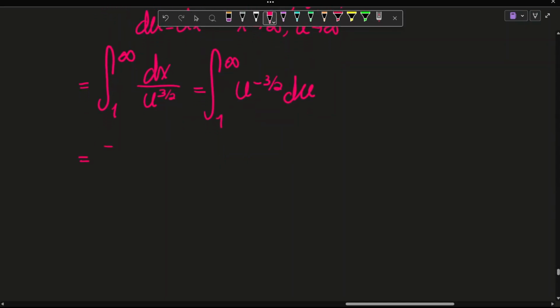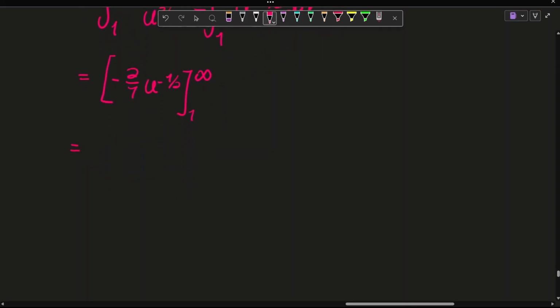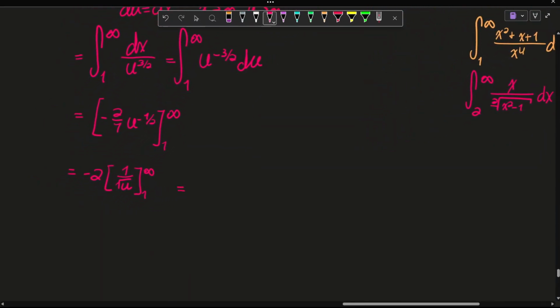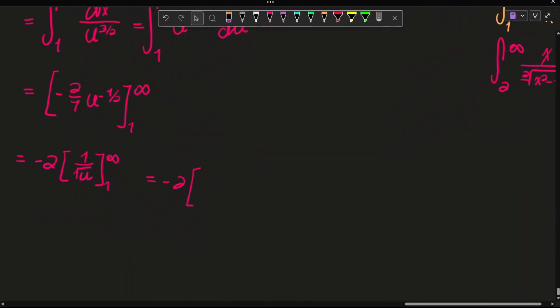Now, to evaluate this, if you add 1 to the exponent, you get negative 2 over 1, u to the negative 1 over 2, from 1 to infinity. Alright, now we can take out the negative 2, and we get 1 over the square root of u, evaluated from 1 to infinity. Just for safety, you can also evaluate with the original function and bounds.